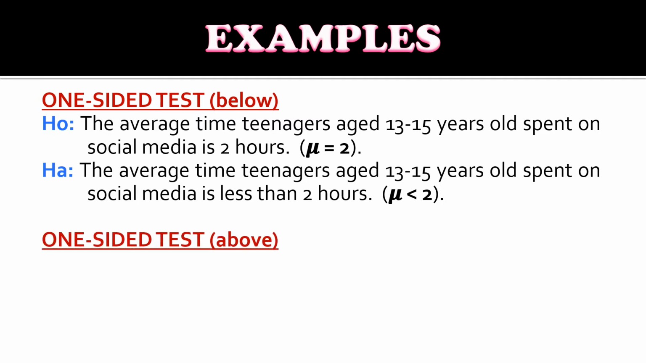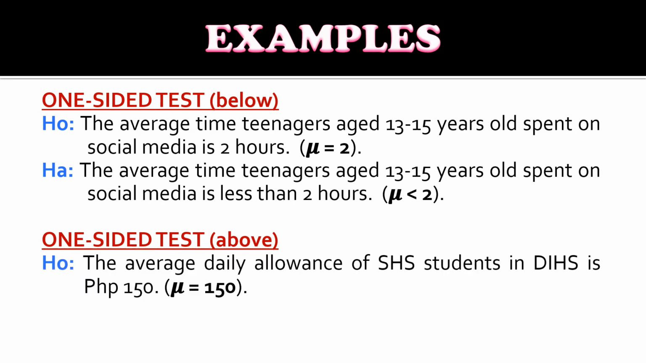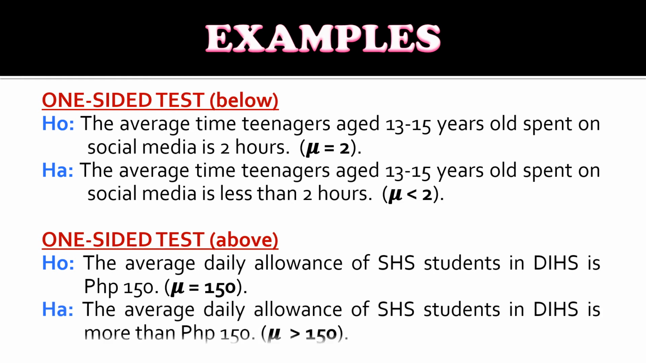Now for the one-sided test above, an example would be for the null hypothesis, the average daily allowance of senior high school students in Dasmariñas Integrated High School is 150 pesos. In symbol, mean equals 150. For the alternative hypothesis, the average daily allowance of senior high school students in Dasmariñas Integrated High School is more than 150 pesos. In symbol, mean is greater than 150.